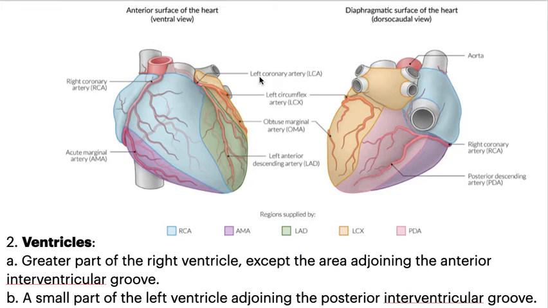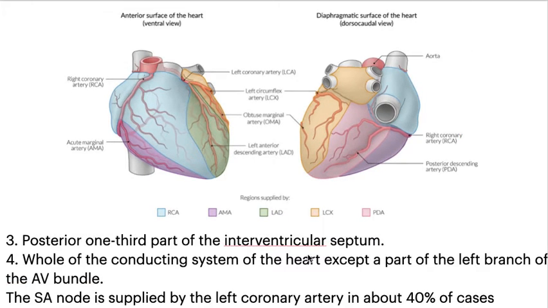The ventricles: the greater part of the right ventricle except the area adjoining the anterior interventricular groove, and a small part of the left ventricle adjoining the posterior interventricular groove here. Posterior one-third part of the interventricular septum, and the whole of the conducting system of the heart except a part of the left branch of the AV bundle. The SA node is supplied by the left coronary artery in about 40% of the cases.